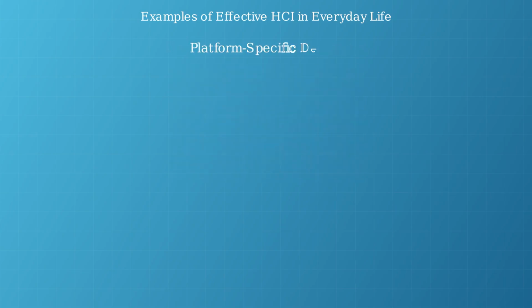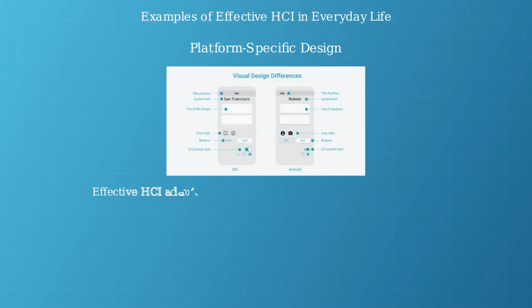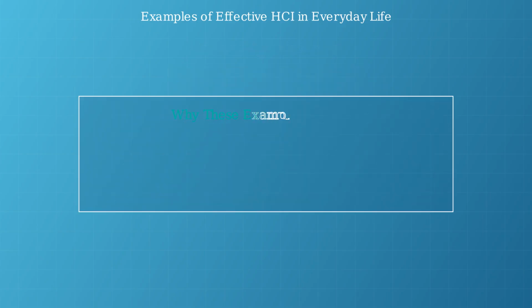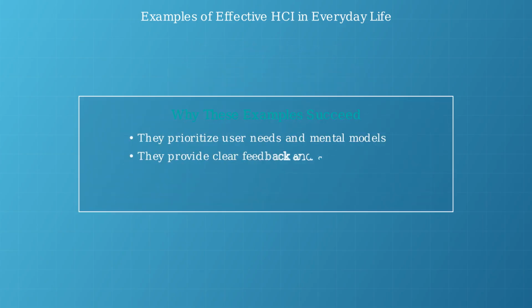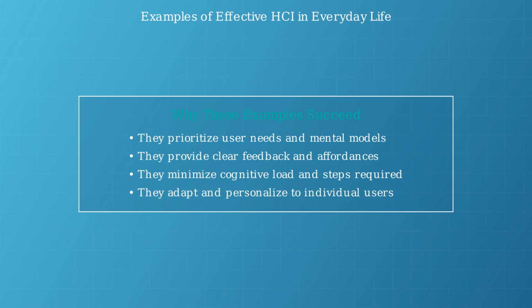Effective HCI also means adapting to platform-specific design guidelines. iOS and Android interfaces differ in visual style, typography, and interaction patterns. These examples succeed because they prioritize user needs, provide clear feedback, minimize cognitive load, and adapt to individual users, demonstrating how effective HCI enhances our daily interactions with technology.